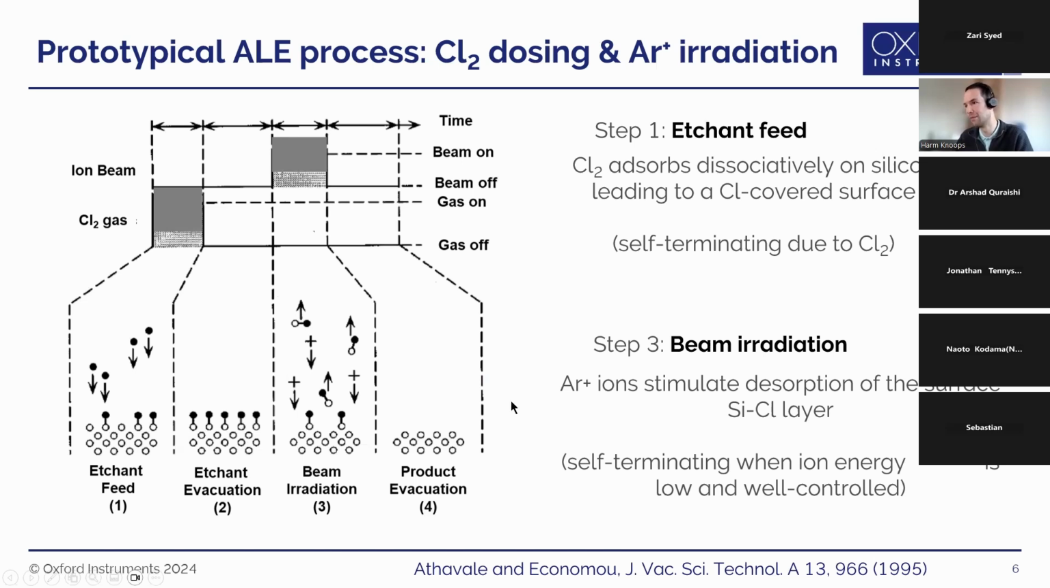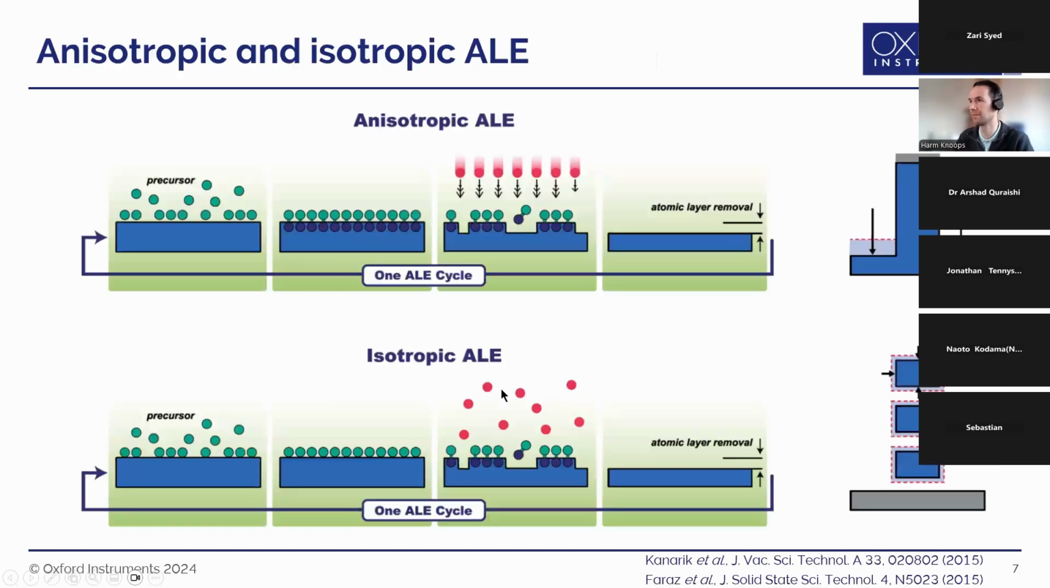And by repeating these steps, you can remove layer by layer. So there's a certain etch per cycle, which is self-terminating because the chlorine, at the chosen temperature and such, doesn't continuously etch the silicon, but just adsorbs, and the argon just removes that top layer. And again here, conceptually, the process, and now also the comparison between anisotropic, so directional, and isotropic.